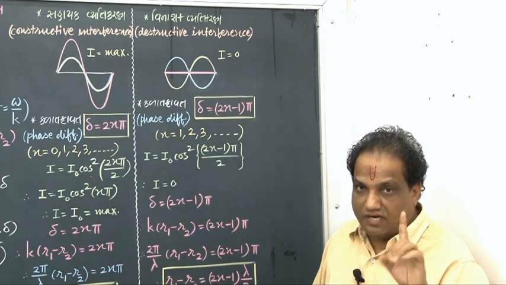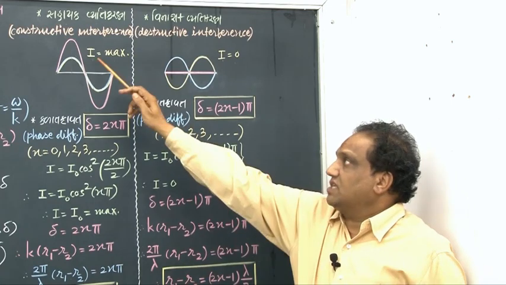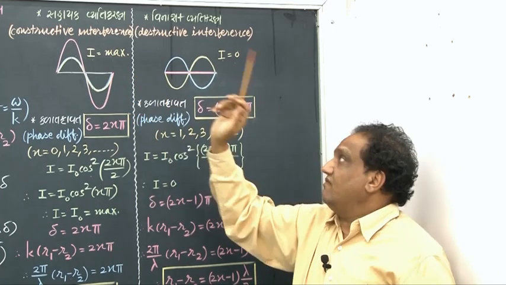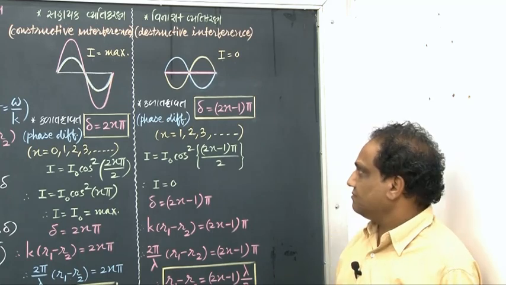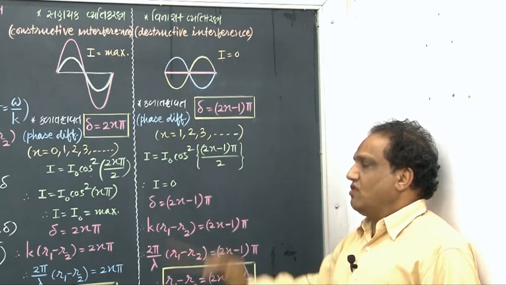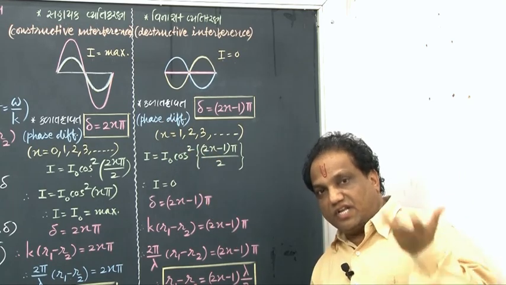That point will be seen dark. If intensity is maximum, the point will be bright. If intensity is 0, the point will appear dark. What are the conditions for obtaining destructive interference?